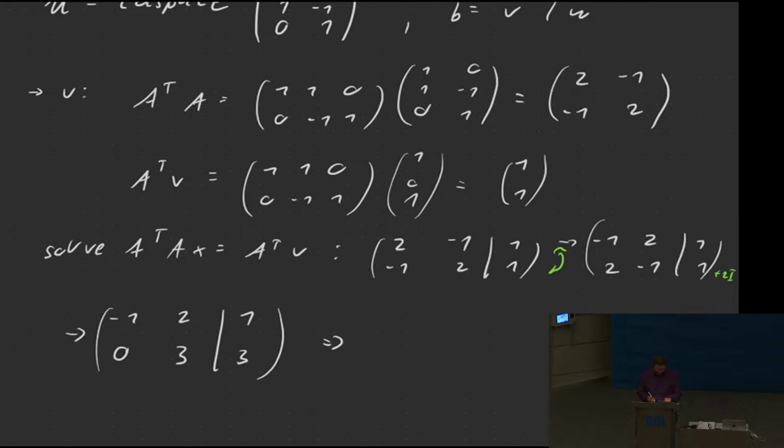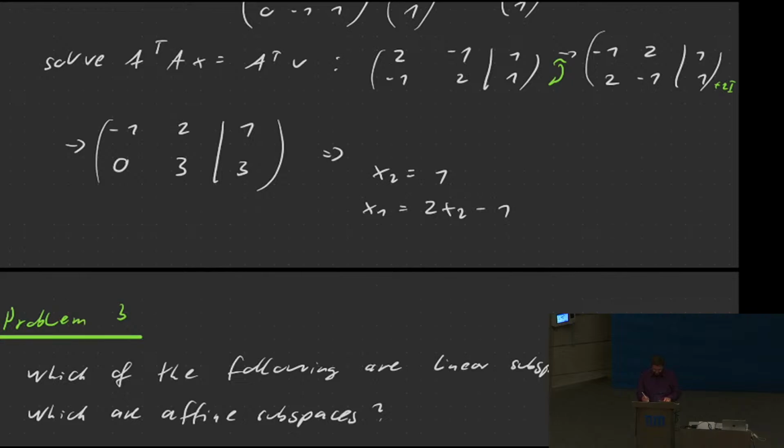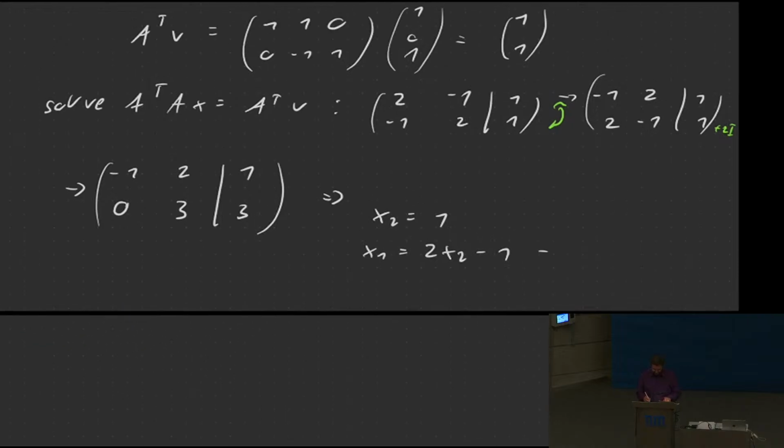And then I can solve. My x2 is 1. And my x1 is 2x2 minus 1. So that will be 2 minus 1, and that's again 1. Okay, so now I have my x hat vector, the solution to this system, that's simply 1, 1.